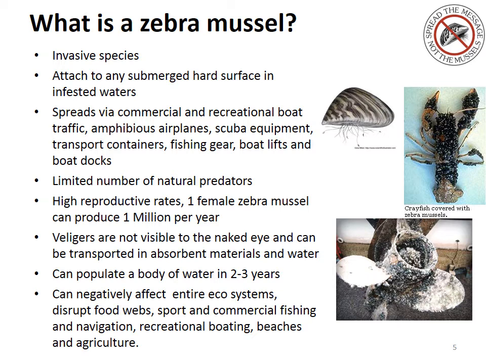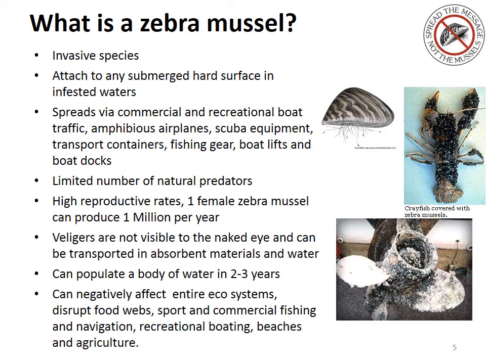In fact, one female zebra mussel can spawn over 1 million other zebra mussels within 1 year. In their early form of life, for about 5 weeks, they're called veligers. In this state, they are not visible to the naked eye, and they can be transported in anything that is absorbent or holds water, like a live bait well.